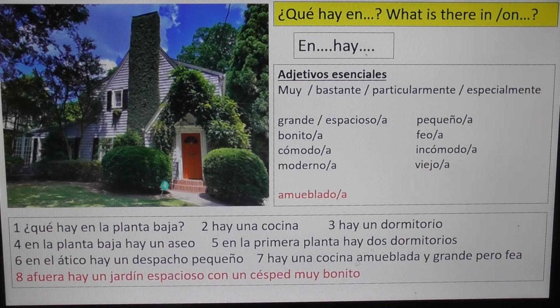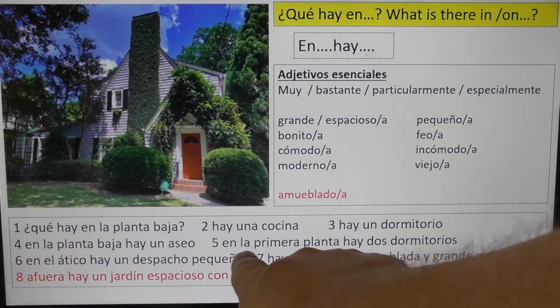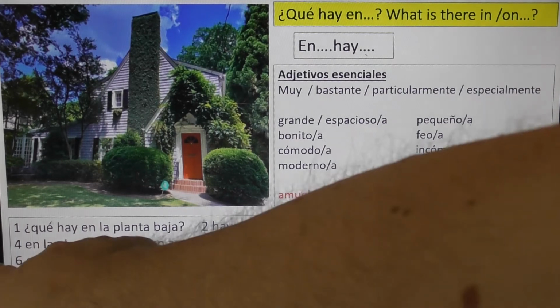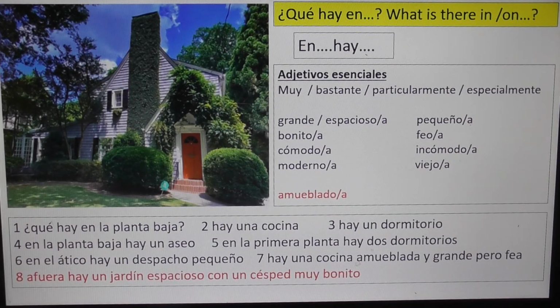So on the ground floor there is a toilet. Number 5. En la primera planta hay 2 dormitorios. On the first floor, there are 2 bedrooms. Number 6. En el ático hay un despacho pequeño. In the attic, there is a small office.